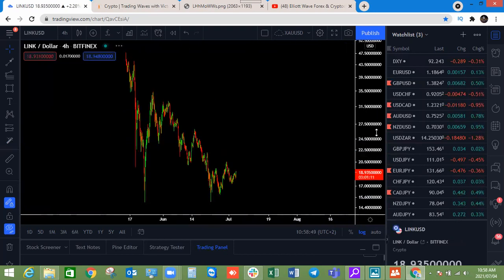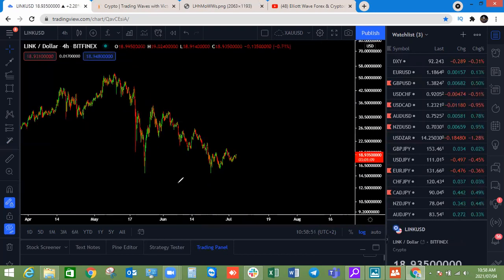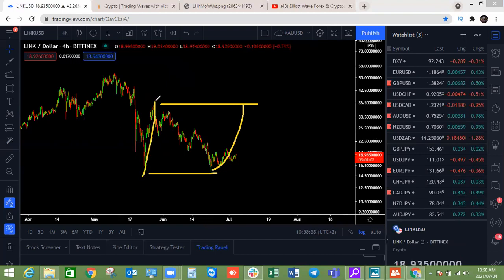Right, so Link, not as impulsive as the others, but we are still expecting this structure. Whichever way this is going to play out, that is the structure we're expecting on Link and the rest of the cryptocurrencies.